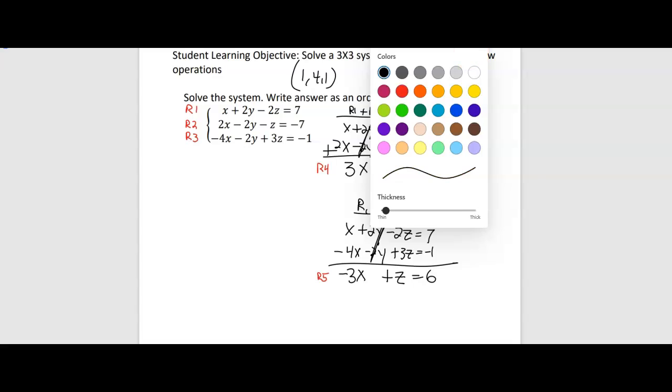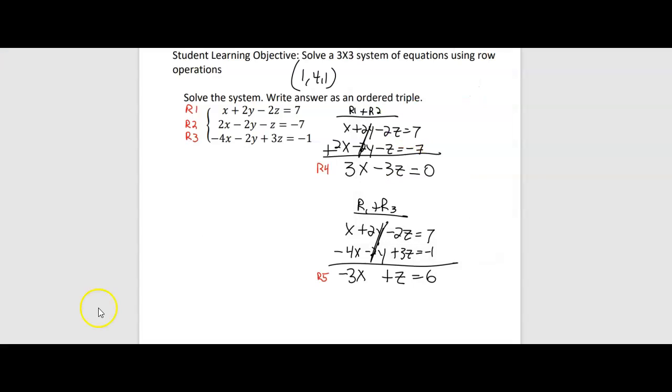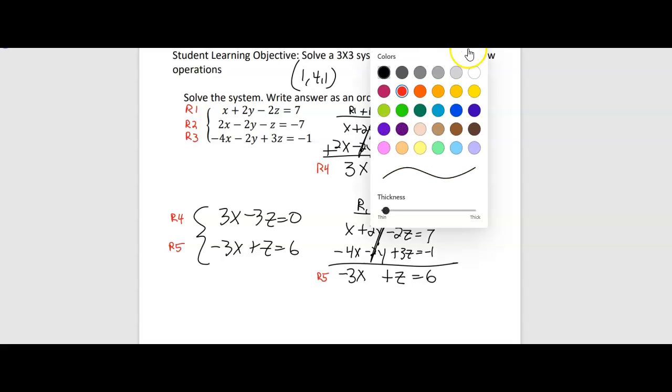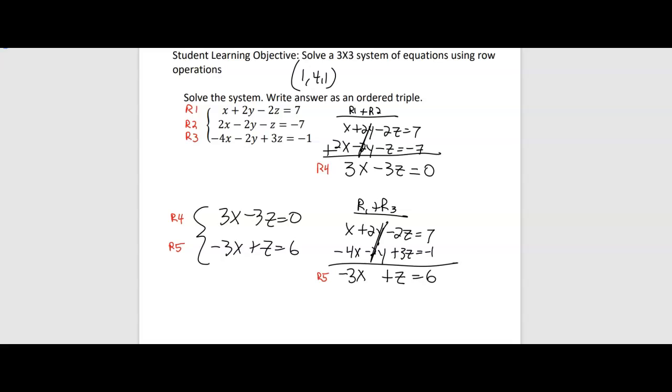So let's rewrite what we have now. 3x minus 3z equals 0 and minus 3x plus z equals 6 is our 2 by 2 system, consisting of row 4 and row 5. You can solve this system with elimination, that I will do, or with substitution. It's not that hard. I would never do a 3 by 3 system entirely with substitution because that takes too much paper and too much focus. But here it's not so bad. But it's set up nicely to eliminate.